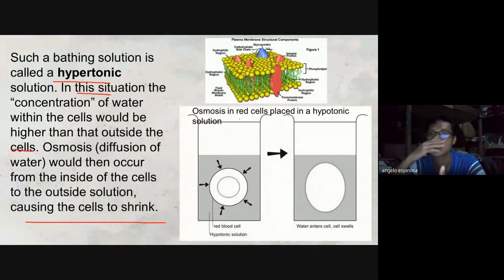And not just in the process, but also in the red blood cells. If there is a problem in your cell, which is your plasma membrane, it cannot hold the bursting, the swelling of the cells.